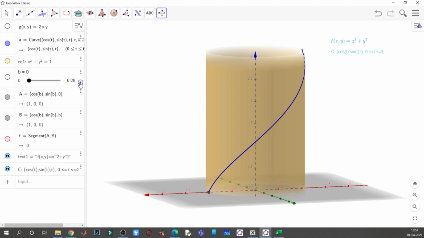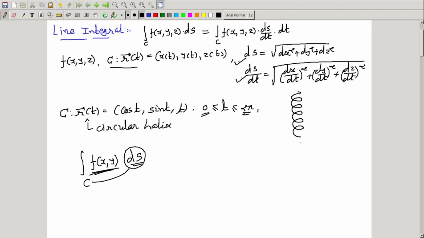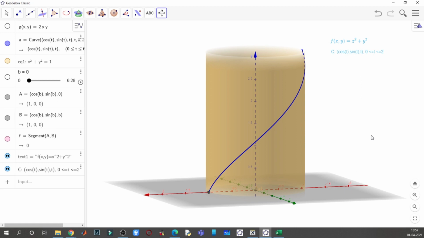Now see, I am integrating this quantity. So for this particular function, here we have given the function is x square plus y square ds, right? And we are working from t equal to 0 to 2 pi. Let us evaluate this quantity. So physically, how does it look like? Right, it looks like this.